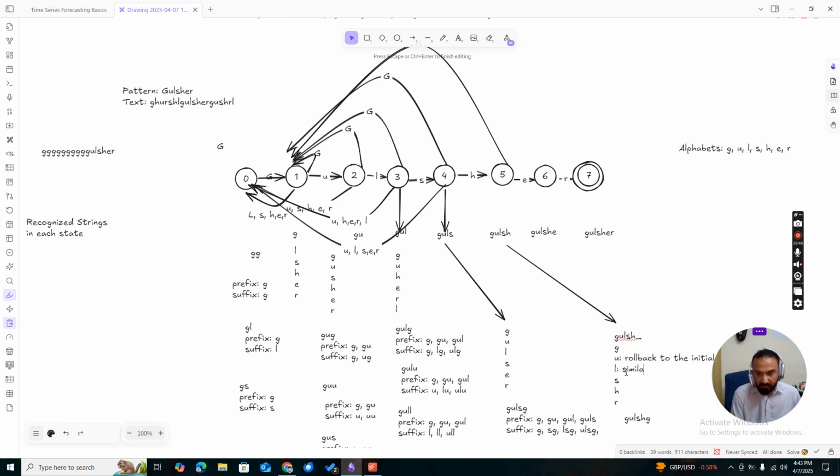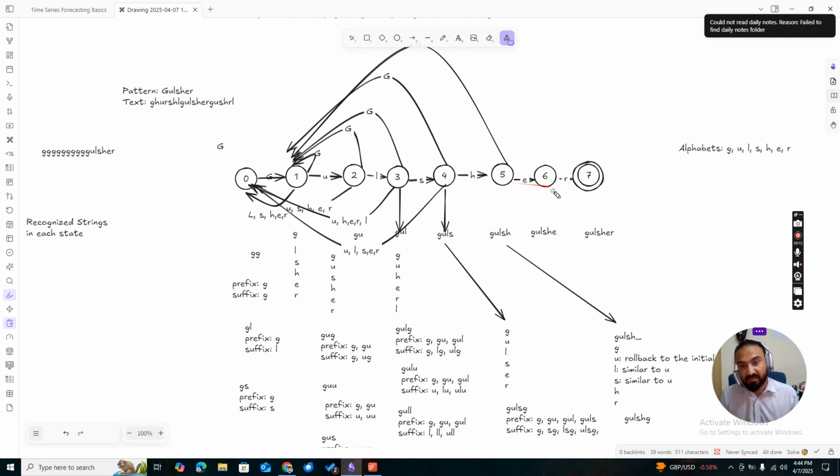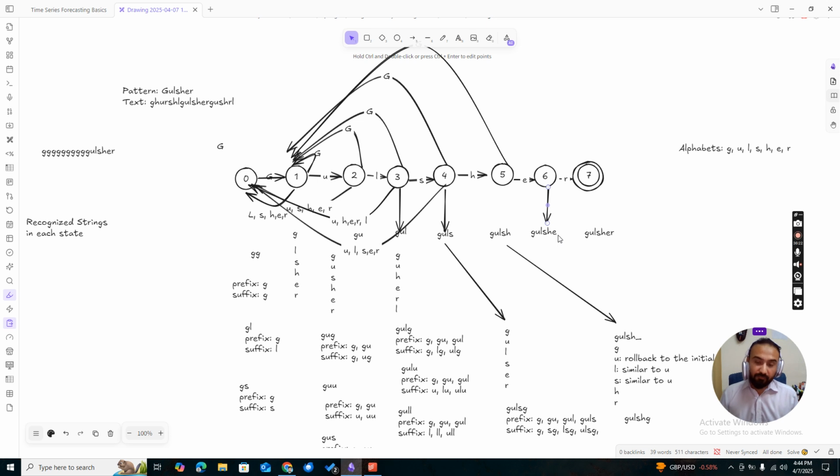And I'll write "similar to you". So U is rolled back into the initial state, so L will do the same, S will do the same, and H will do the same, and R will do the same, right? Now we are lucky and E has occurred, and we will be transiting from the fifth state to the sixth state, right? So now as we reach the sixth state, the recognized string will be GULSHE.